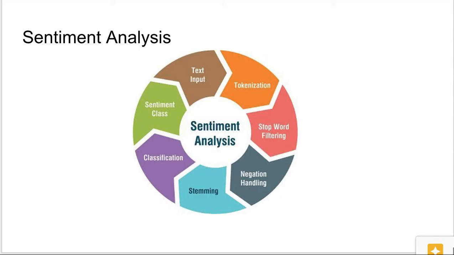Sentiment analysis takes place in several steps. The first step is text input. You have to input your text at first. And then tokenization. After that, you have to filter out the stop words and handle the negation. Stemming, and do the classification, and the outcome is the sentiment class. Sentiment analysis is what it means by its name. It's going to try to classify the text based on the sentiment.